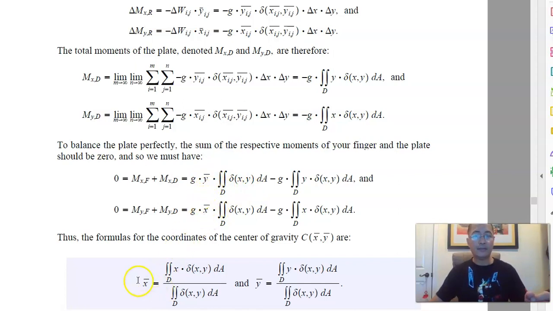Let's put the x bar first, alphabetical order. Solving for x bar, we put this on the other side and we divide by this. Who is that? That's the mass of our plate. By the way, this does have a name. We just call it m sub y.